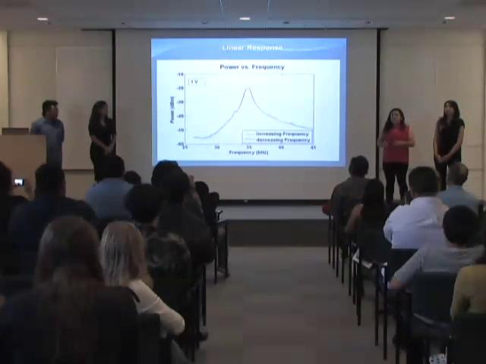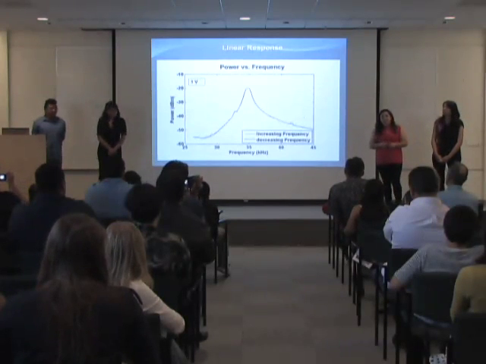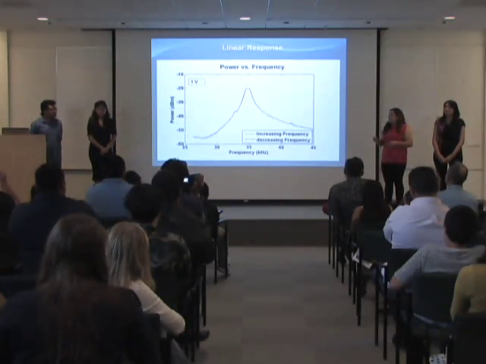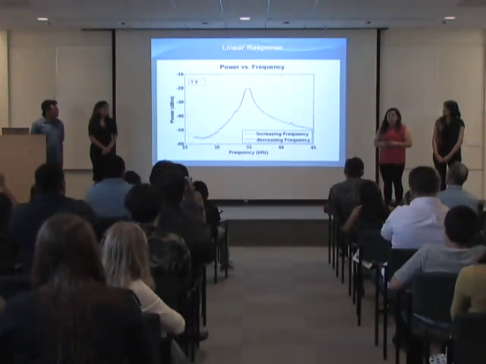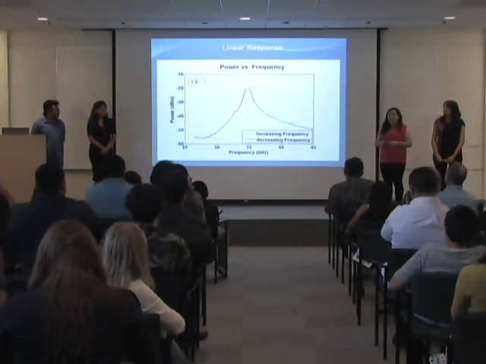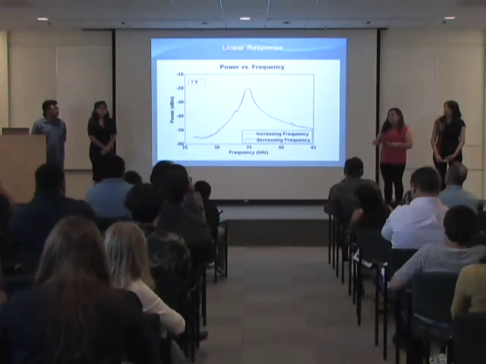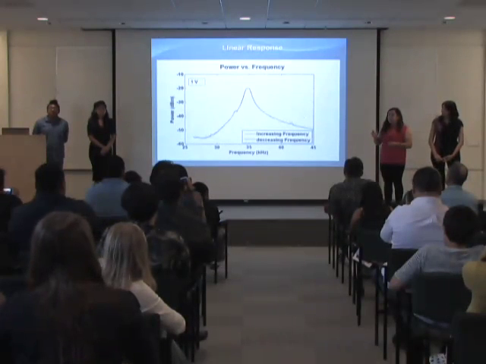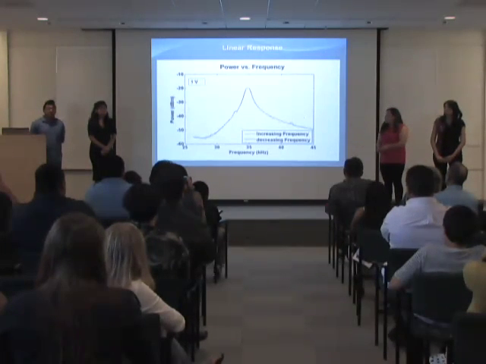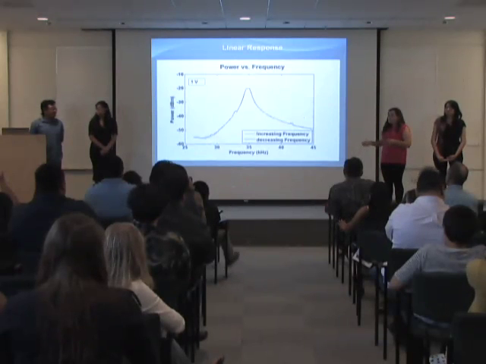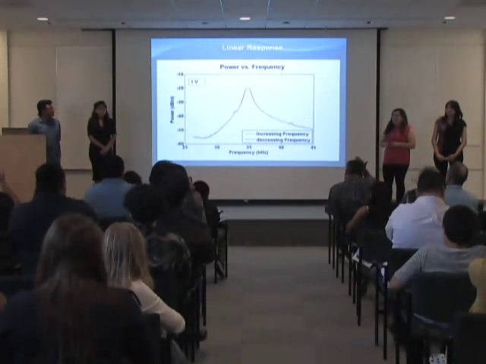Another observation we made about the mechanical properties of the cantilever beam was by conducting the linear response using 1 volt. When we conducted the frequency sweep in increasing order and also in decreasing order, the curve follows the same path. There is no path dependency when we're in the linear response.